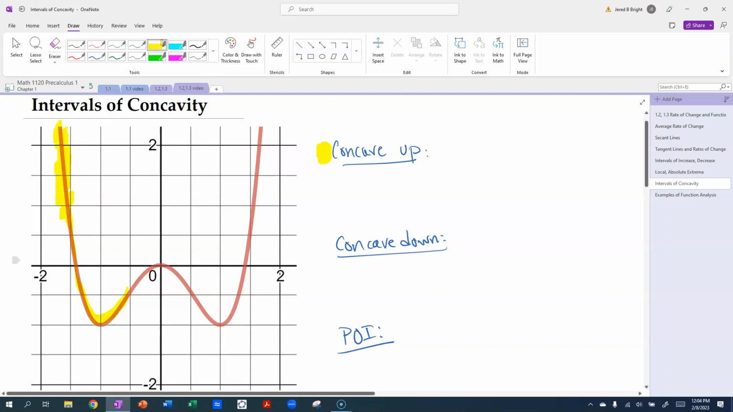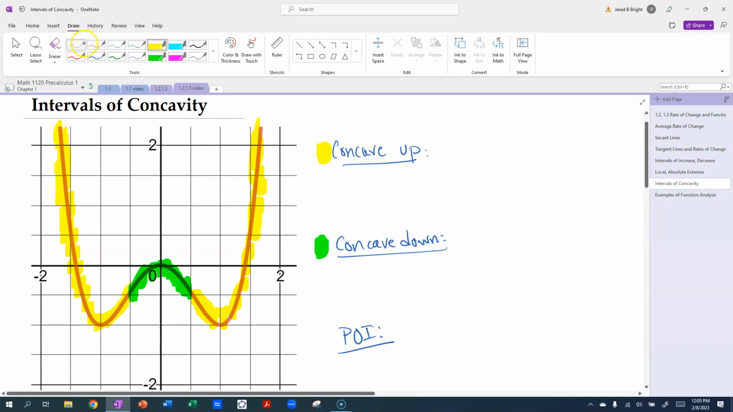So I'll highlight it a little bit better. So right in there. And then right in here, if I don't want that in yellow, I want that in green. If I look where it's concave down, it would switch concavity right in here because that looks like a hat. I could put that on and it would stay on my head. And then after this place, it would switch to being concave up again.